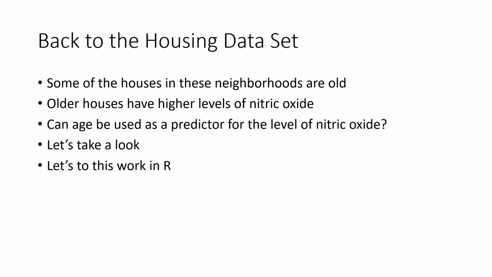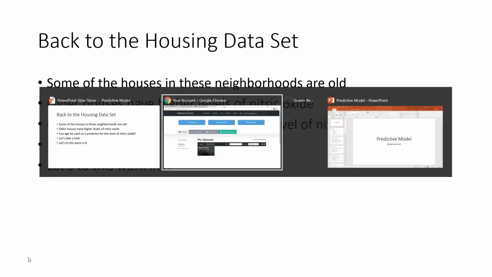What I'm going to do is walk through an example using the housing data set, and we're going to talk about how some of the houses in the neighborhoods are old. Older houses might have higher levels of nitric oxide. So can we use the age of the house as a predictor for the level of nitric oxide? Let's take a look, and we're going to do this in R. I've prepared a script for you in R where we can go through and take a look at this.